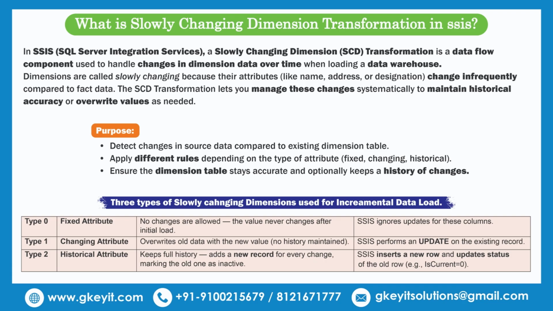Coming to the third one, that is type 2. It is called historical attribute. Here it keeps full history, adds a new record for every change, marking the old one as inactive. SSIS inserts a new row and updates the status of the old row. Here we can use start date and end date columns to keep track of the different history. Let us see these things practically in SSIS.